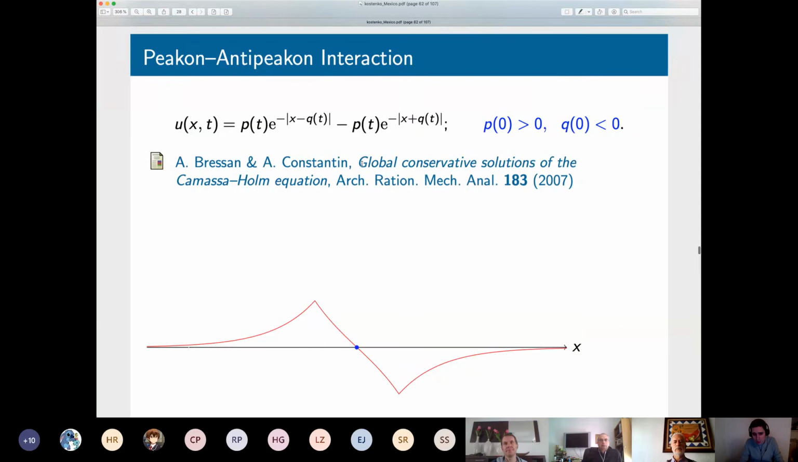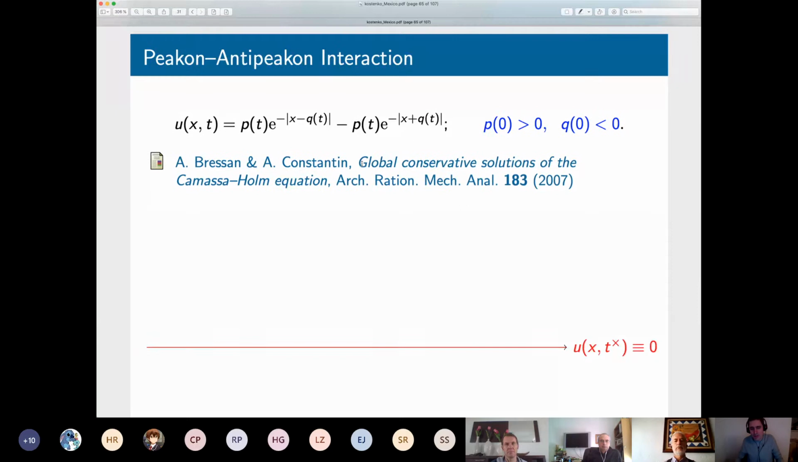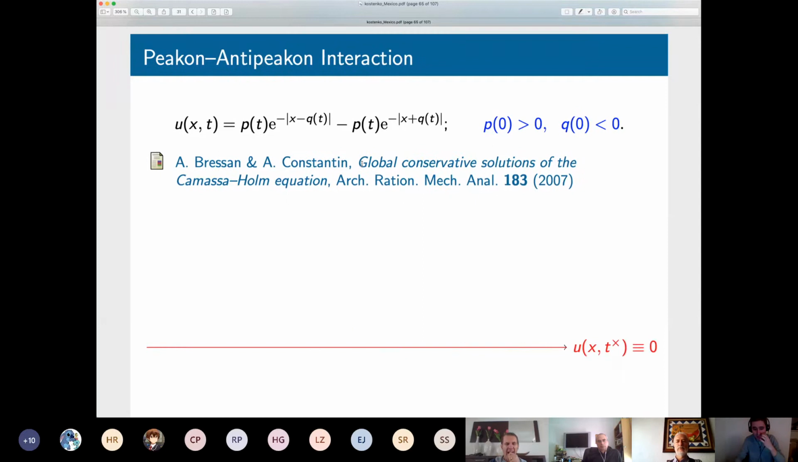Separately, the heights become higher and higher, but these two peaks kill each other. For a finite time t, which one can easily compute, this situation happens: these two peaks indeed kill each other and the solution disappears. It becomes just zero. Before this collision, everything was okay. P and Q, everything is very good. But there is a T cross where our solution just disappears.